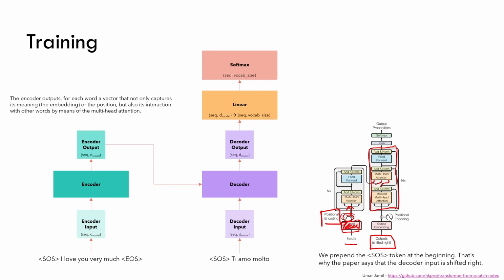After that, we apply the softmax, and then we have our label, what we expect the model to output given this English sentence. We expect the model to output this: ti amo molto, end of sentence, and this is called the label or the target. When we have the output of the model and the corresponding label, we calculate the loss. In this case it is the cross entropy loss, and then we backpropagate the loss to all the weights.